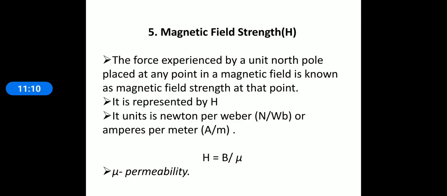Weber means the unit of magnetic flux and meter square means the unit of area. Then next, magnetic field strength. What is the magnetic field strength? It is denoted by H. It is the force experienced by a unit north pole placed at any point in a magnetic field, known as the magnetic field strength at that point.